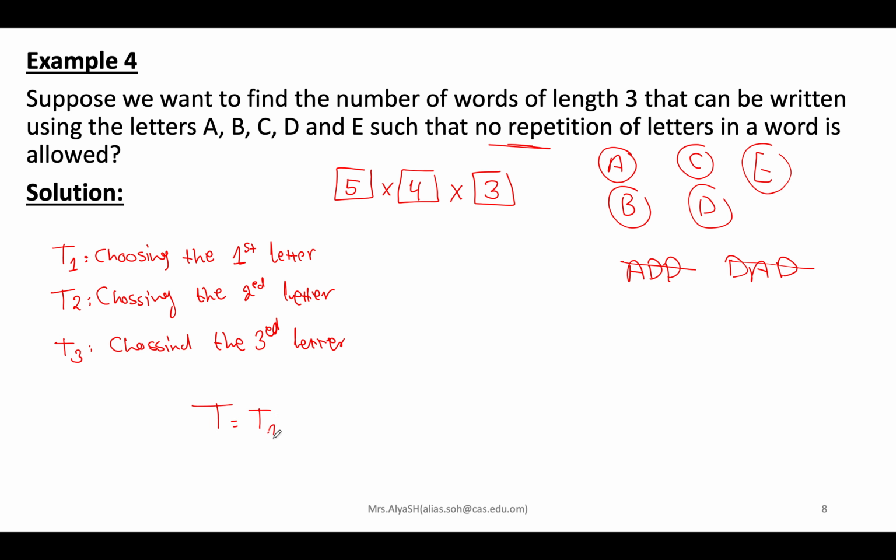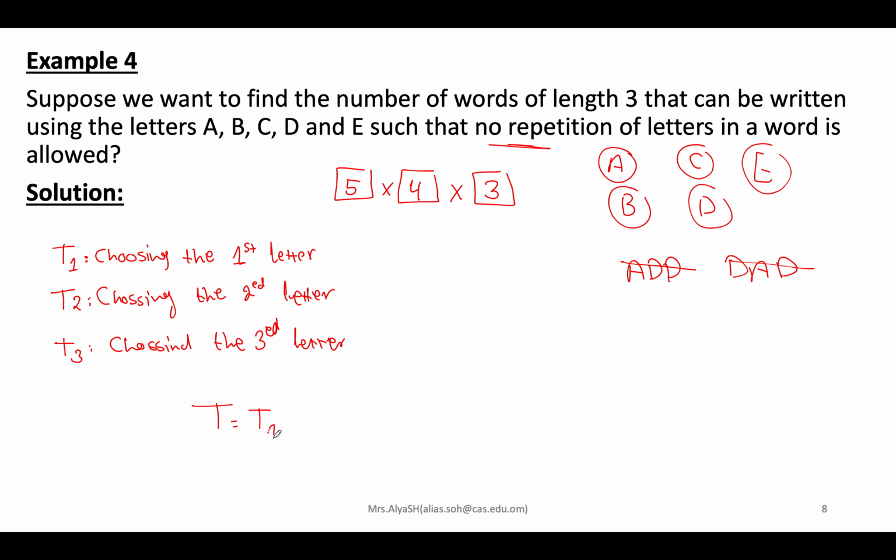Okay, now here we got the same problem, forming a word with length 3 with the same letters, which are A, B, C, D, and E. However, here the repetition is allowed, so "add" is allowed in this example. So we got the same tasks, task 1, task 2, task 3, the same as in example 4, which is choosing the first letter, second letter, and third letter.